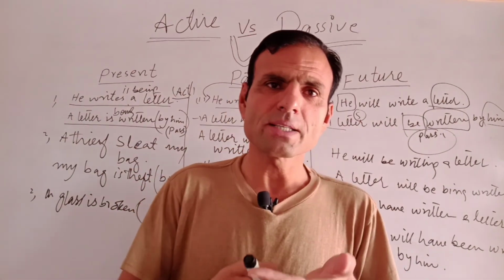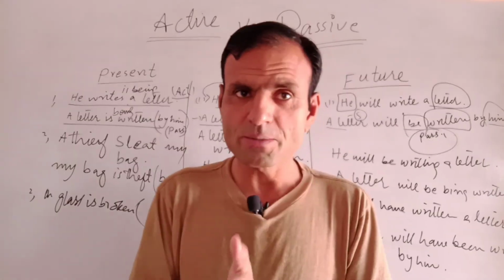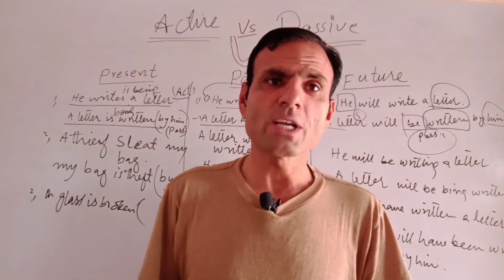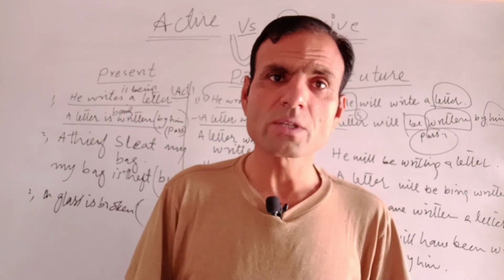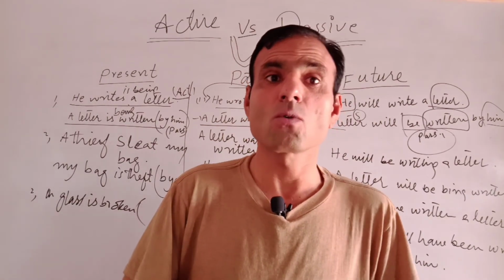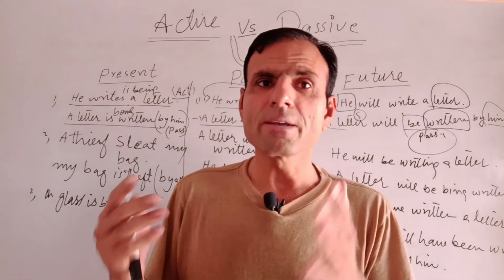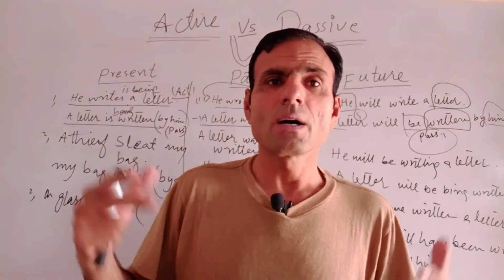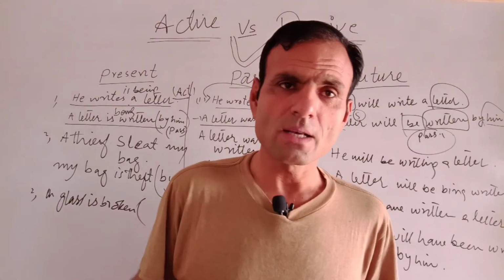Some things are necessary. Object becomes the subject and the subject becomes the object. When we change active voice into passive voice, we always use the third form of the main verb, or past participle, in the passive voice sentence. And if it is continuous, we use being in the continuous passive voice. This is the whole thing.